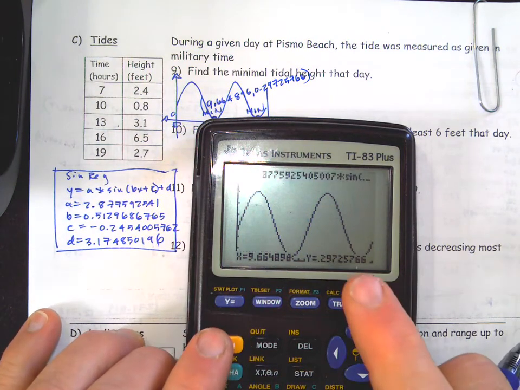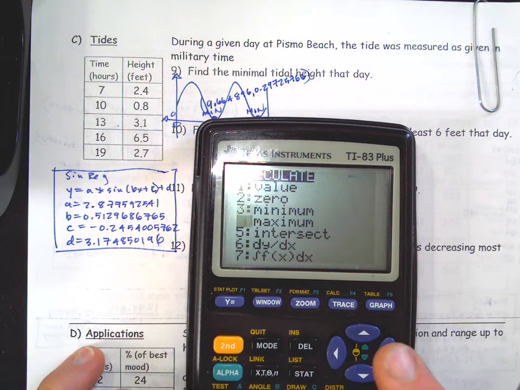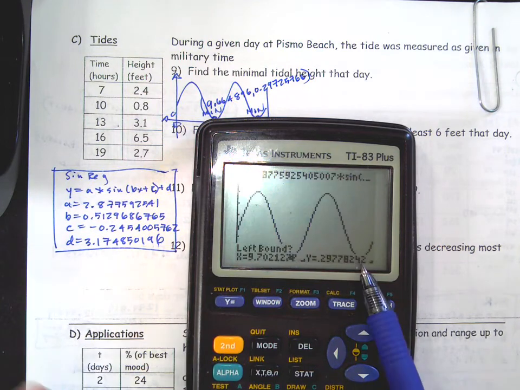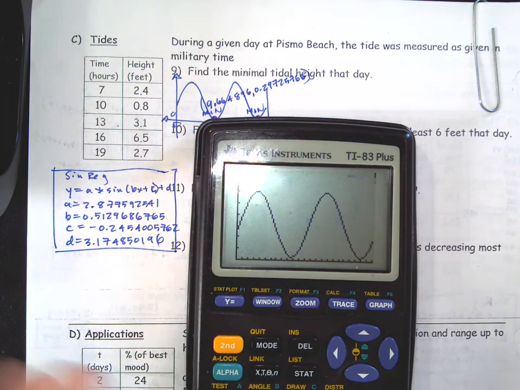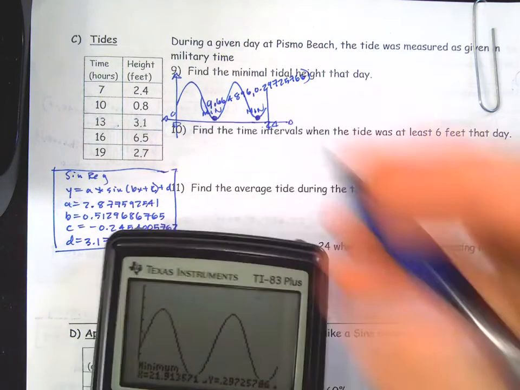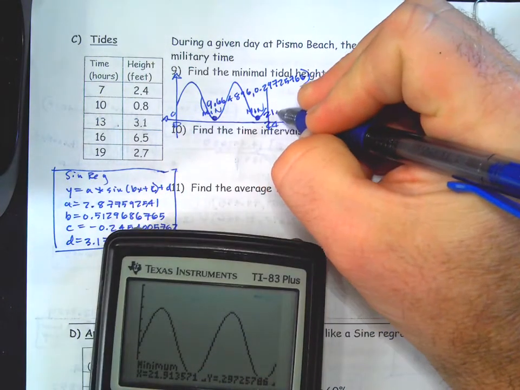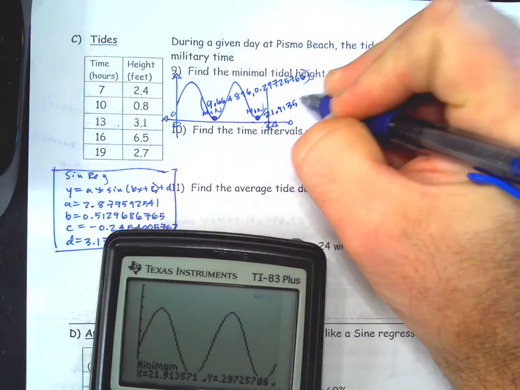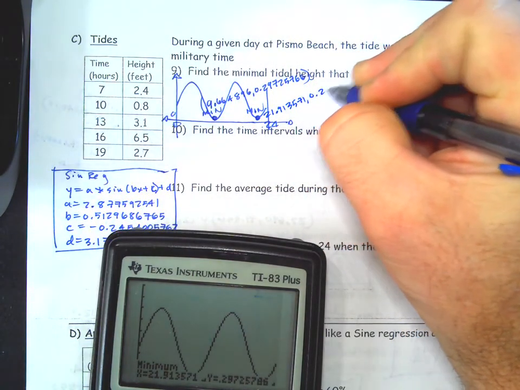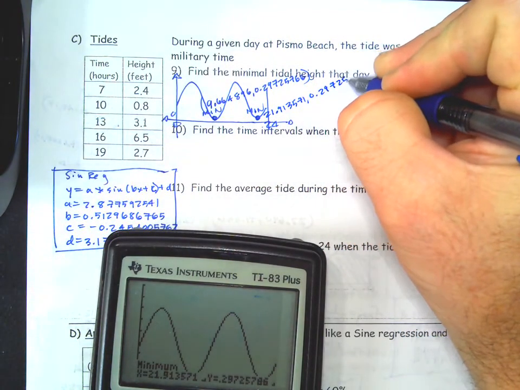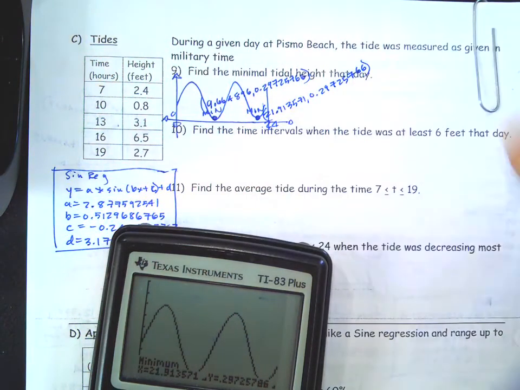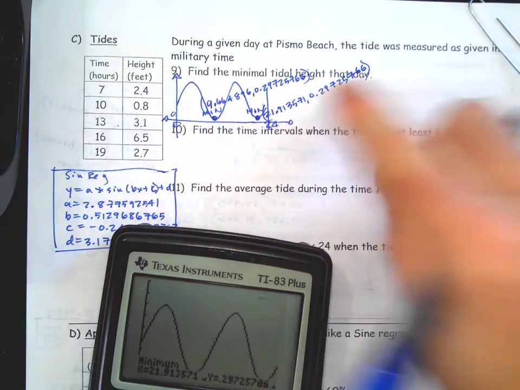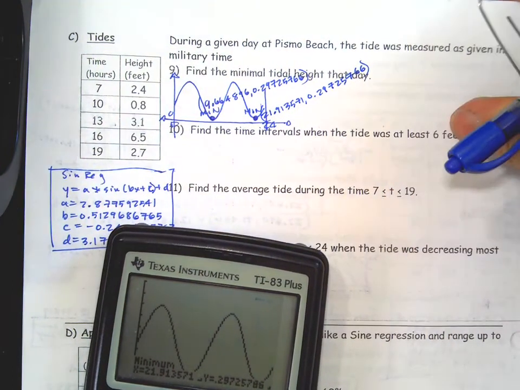Next one is second calculate, number 3 minimum. This one looks like it's around 22 or so. I'm going to say 20 to 24, guess 22. So that's way faster than going back and forth in cursor, just type some numbers in. It is 21.913571, comma 0.297257766. So now anytime you answer minimums or maximums, I want you to answer your question a certain way.